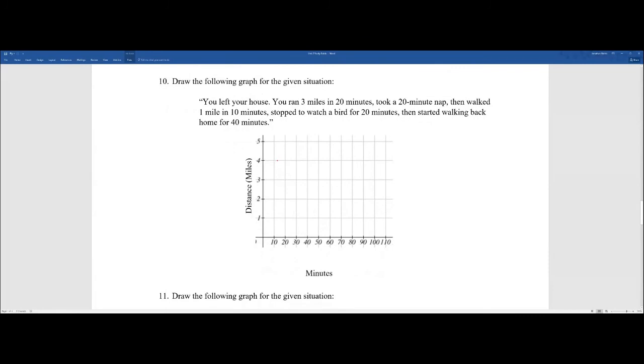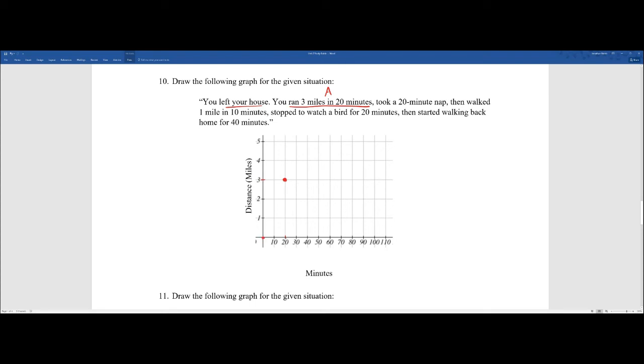All right, so number 10. This one's worth a lot of points. Draw the following graph for the given situation. So we have distance and minutes. First things first, we left our house. We are running 3 miles in 20 minutes. I'm going to call that part A or segment A. So we're going to go up to 20 minutes. In 20 minutes, we ran 3 miles. So we're going to be at 20, comma 3.